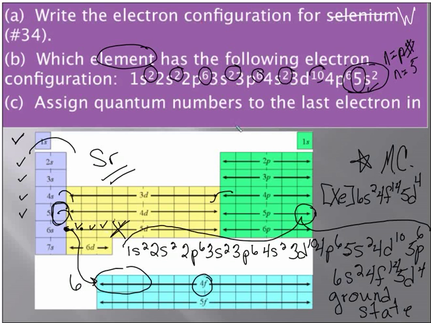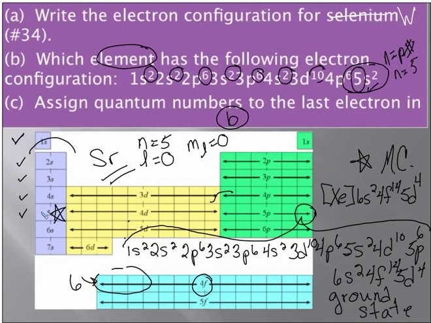Now, it says to assign quantum numbers to the last electron in B. You can't see that here, but that's what it is in your notes. In other words, I want to assign quantum numbers to this electron. So let's clean that up a little bit so we can see what we're doing. Since it's 5s, I know n is equal to 5. Since it's s, I know l is equal to 0, which means m sub l has to equal 0. Now, this represented the first electron that went in.